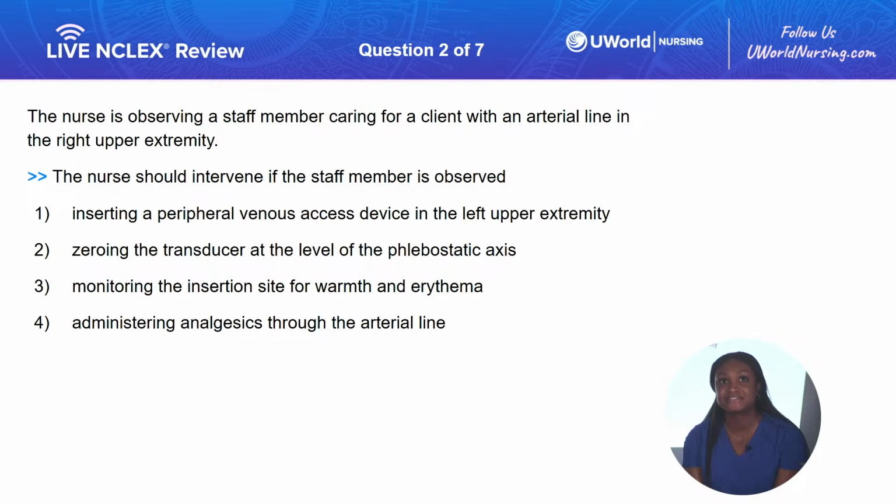The nurse is observing a staff member caring for a client with an arterial line in the right upper extremity. The nurse should intervene if the staff member is observed doing what? Option 1, inserting a peripheral venous access device in the left upper extremity. Option 2, zeroing the transducer at the level of the phlebostatic axis. Option 3, monitoring the insertion site for warmth and erythema. And option 4, administering analgesics through the arterial line.